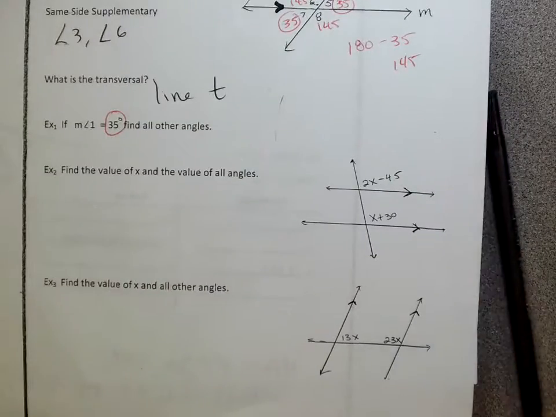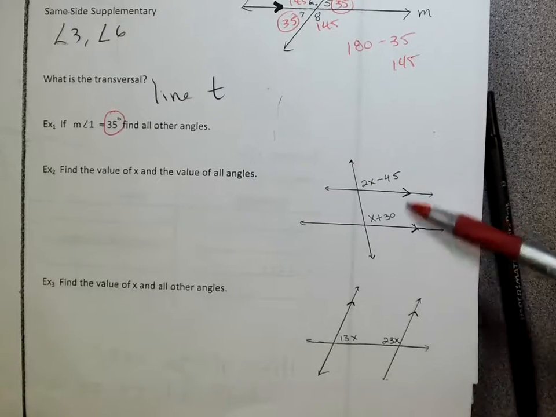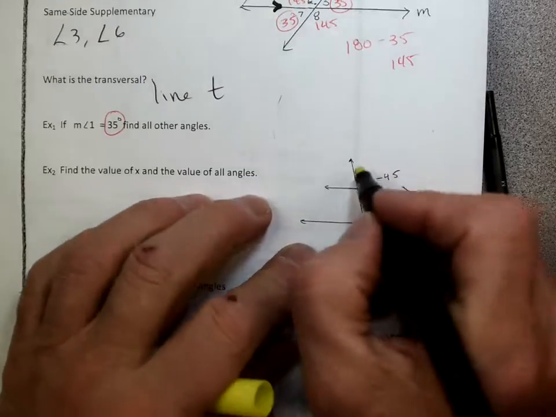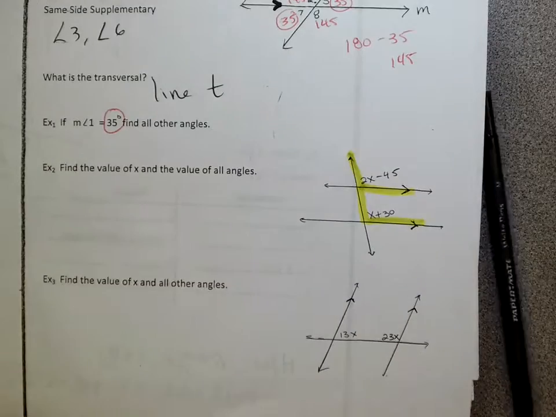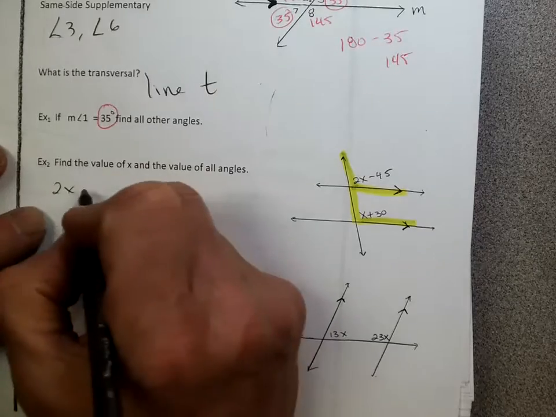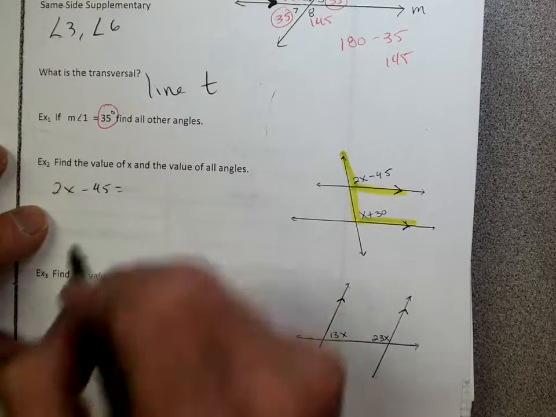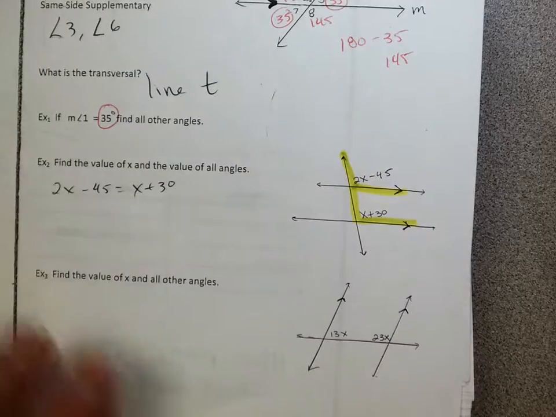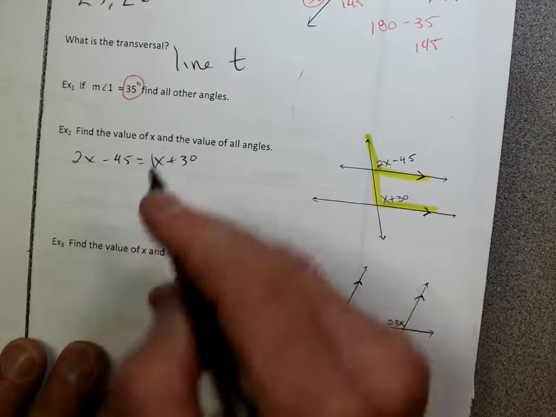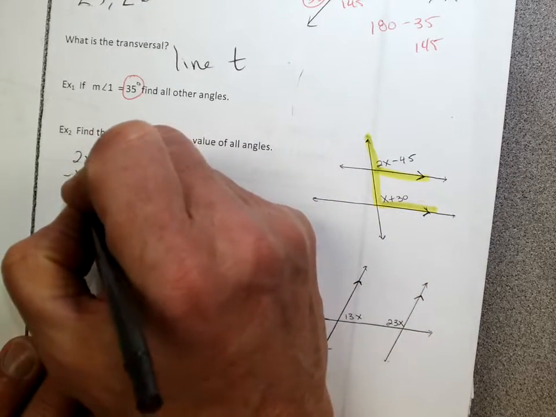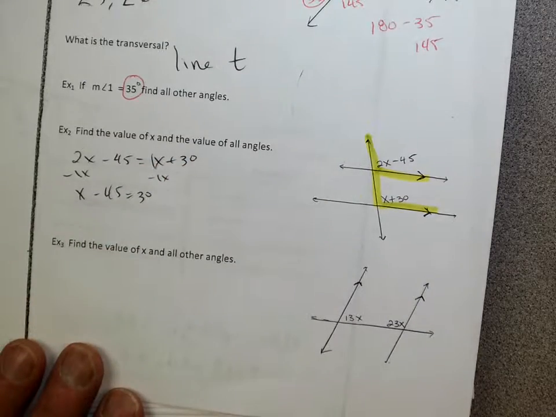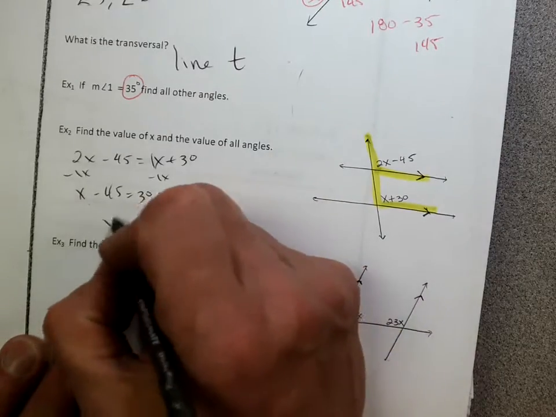Right off the bat, I know they're parallel because of the darkened arrows. So if they're parallel, looks to me like we've got a pair of corresponding angles. See the F? So corresponding angles are equal. Let's set these equal. 2x minus 45 equals x plus 30. Minus 1x, that's easy. So I get x minus 45 equals 30, right?